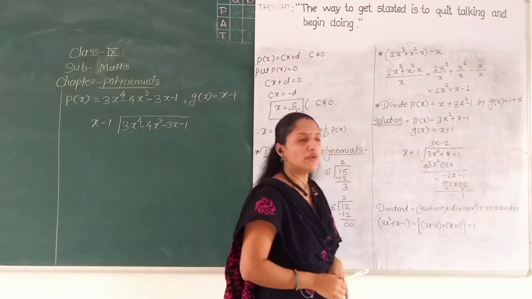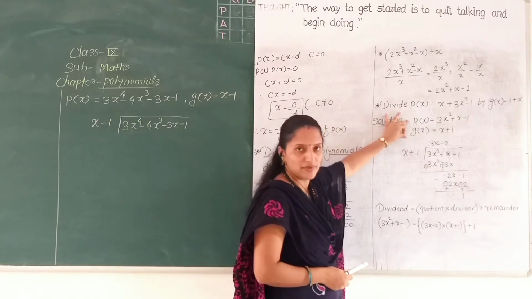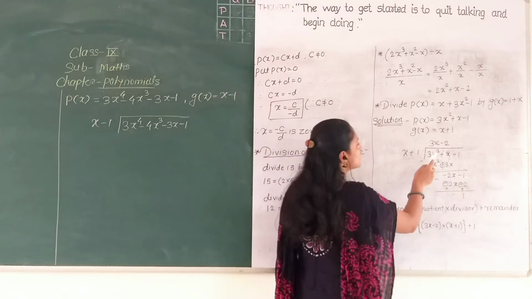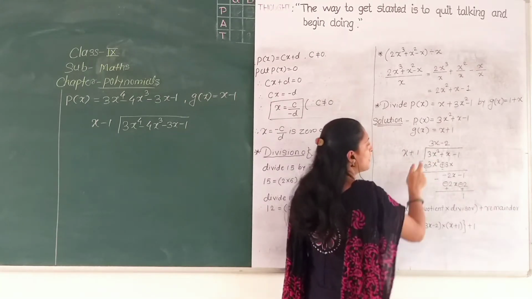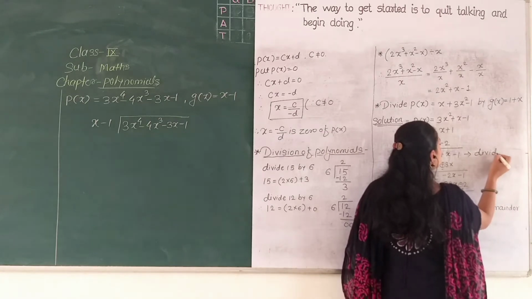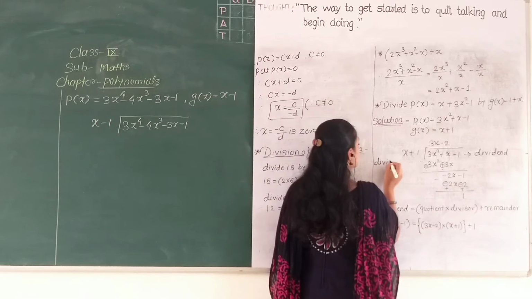Descending order of power of x. So now P of x and g of x are in standard form. So let us start the division. We divide P of x by g of x. Here P of x is the dividend and x plus 1 is the divisor.